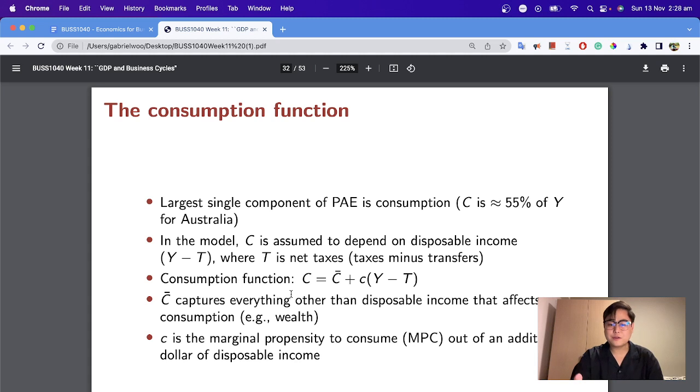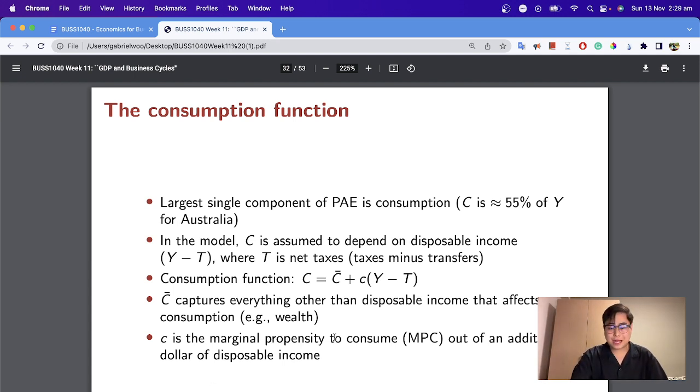So once again, the consumption function is given by endogenous and exogenous factors. Okay, so let's look at C bar. C bar captures everything other than disposable income that affects consumption. So this is exogenous factors. This could be the wealth effect, such as when you see home values go up, you feel richer. So that's the wealth effect. So you spend more money. Therefore, your consumption goes up, even though perhaps your income did not go up.